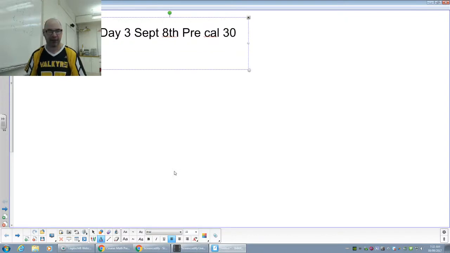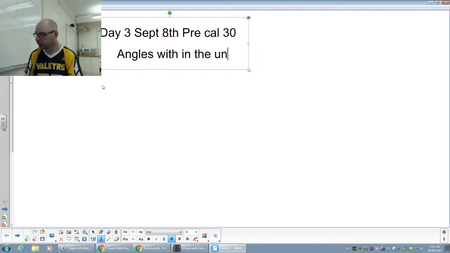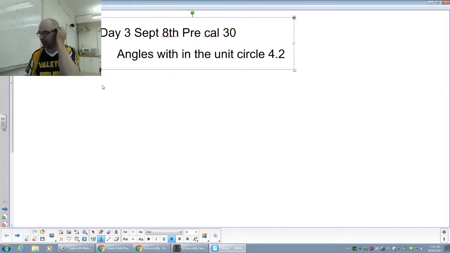What we're going to look at today, I didn't quite move it over enough, but close enough. We'll move that over a little bit. What we're going to look at today is the angles within the unit circle. We're still in section 4.2, the second part of it. The first part of it we did yesterday. So we take a look at the unit circle.